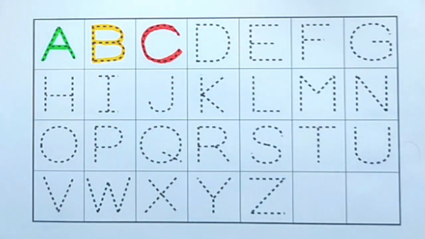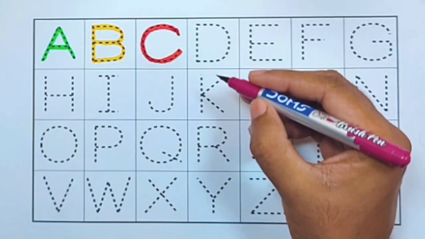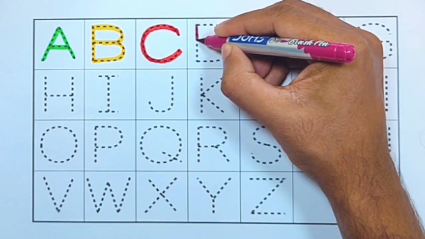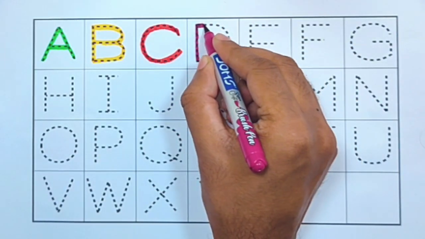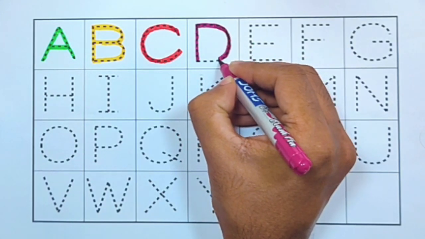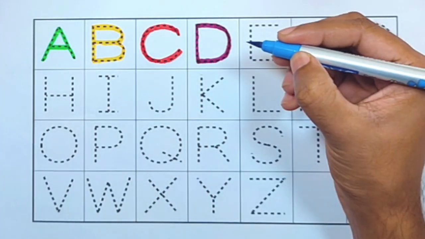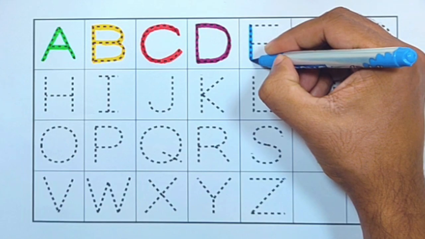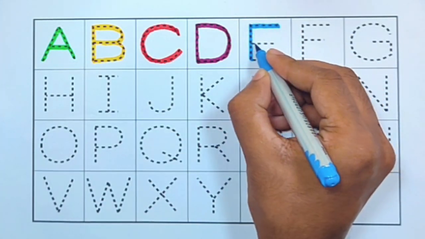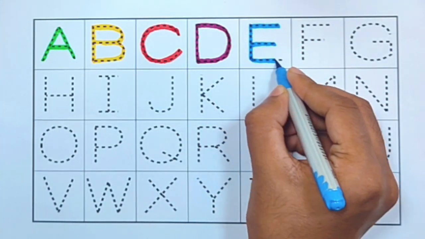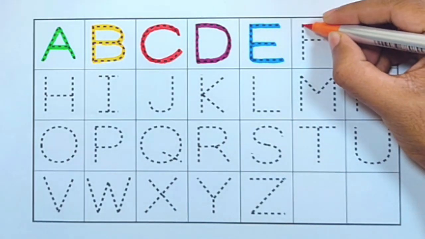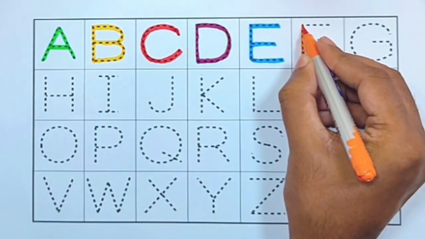C for cat. Pink color. D for dog. Sky blue color. E for eagle. Orange color.